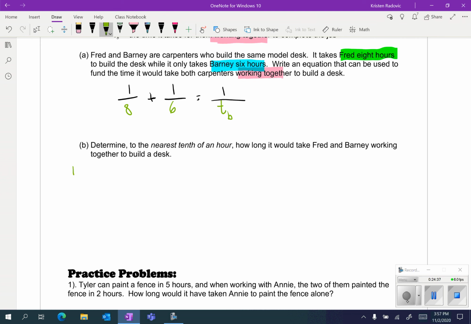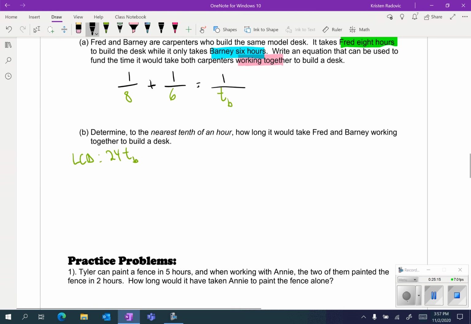Your LCD is, in this case, the smallest number that goes into 8 and 6 is 24. I said that backwards. The smallest number that 8 and 6 both go into is 24. 8 goes into 24, 6 goes into 24. And then you also see the t sub b in the denominators. So your LCD is 24 times t sub b. Now, try to solve the resulting equation on your own. Unpause the video when you are done.